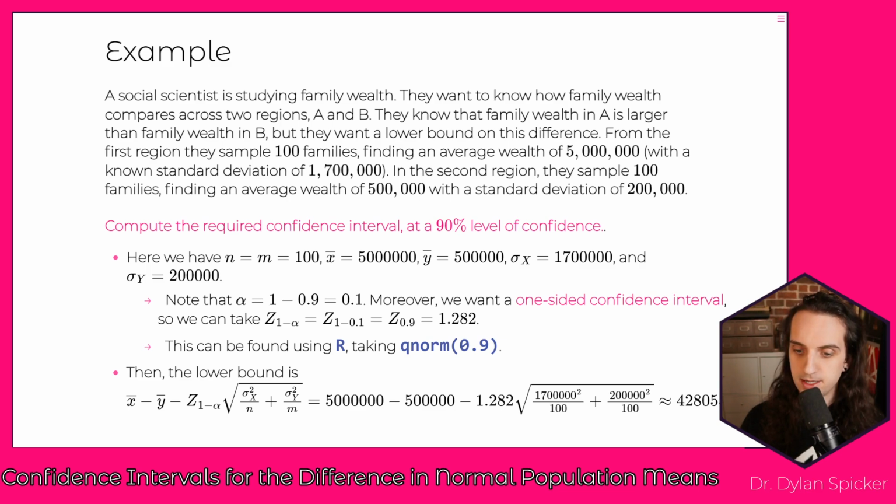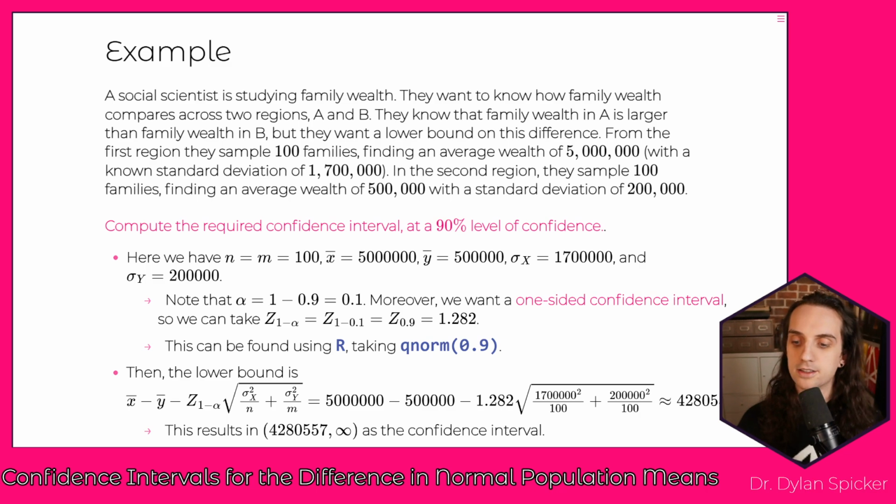The lower bound is thus going to be x bar minus y bar minus the z of 1 minus alpha critical value times our standard error. Plugging in our values, we get about 4.28 million and some change. So what is the actual confidence interval? We can take the lower bound up to infinity as that confidence interval. In this case, they're saying that the mean family wealth in region A is $4,280,557 larger than the mean family wealth in B as the 90% lower bound on what that difference is. So they can be 90% sure that the difference in family wealth is going to be at least 4.28 million.